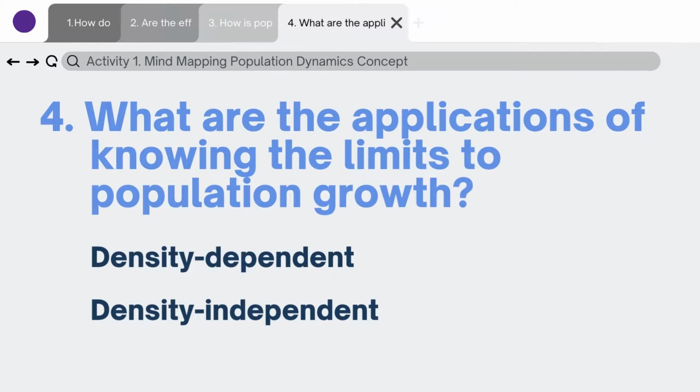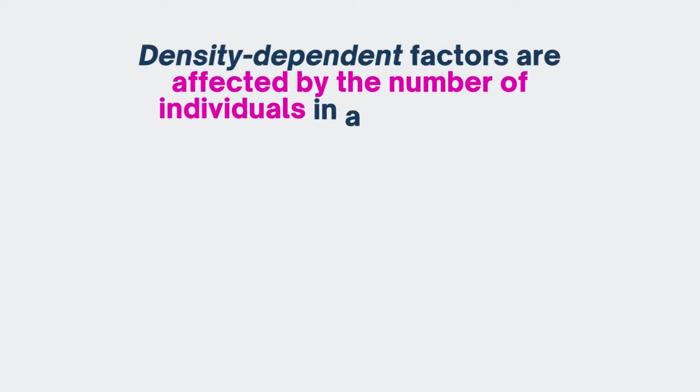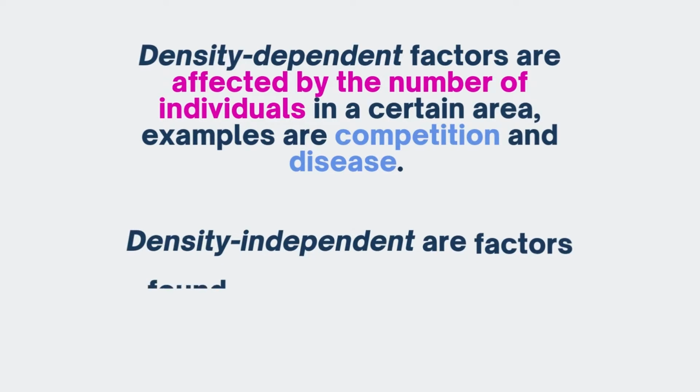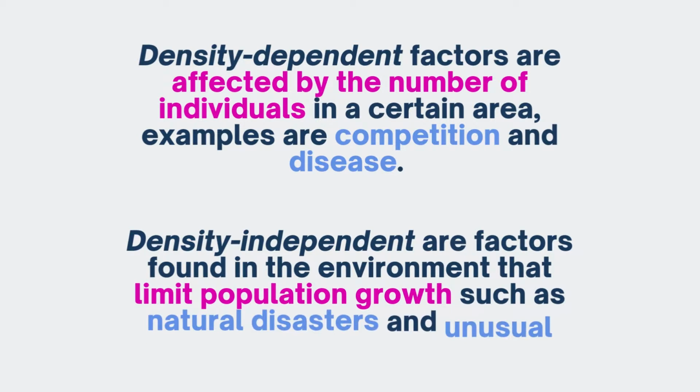Question number 4. What are the applications of knowing the limits to population growth? Population growth limits have two types: density-dependent and density-independent. Density-dependent factors are affected by the number of individuals in a certain area. Examples are competition and disease. On the other hand, density-independent are factors found in the environment that limit population growth, such as natural disasters and unusual weather.